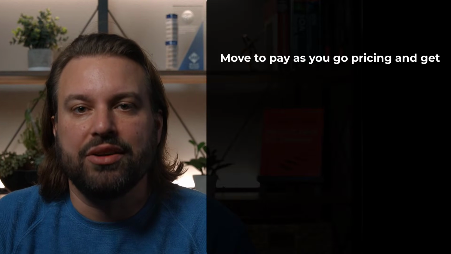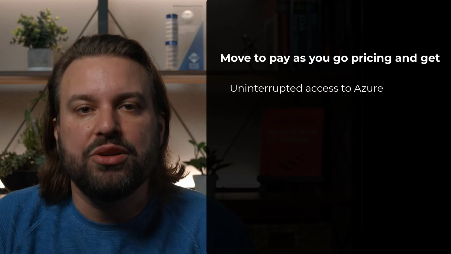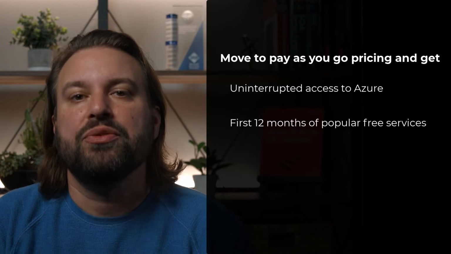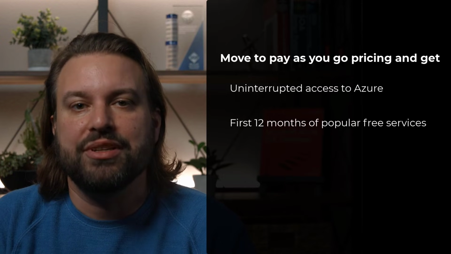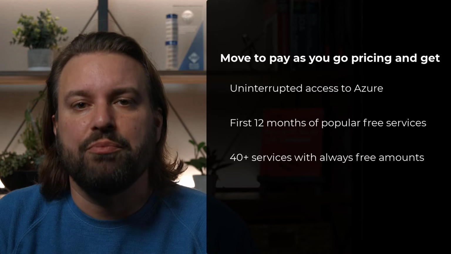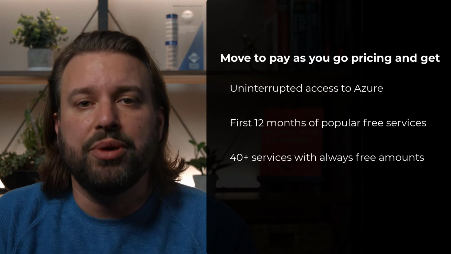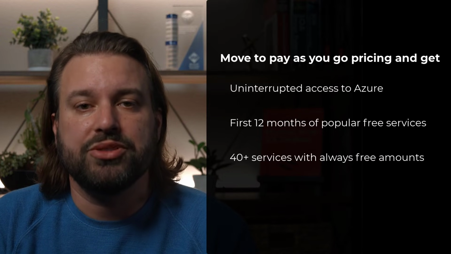During your trial, you can move your subscription to pay-as-you-go pricing. When you do this, your credits will remain available until the end of your free trial, but you will get additional free service and uninterrupted access to Azure. In addition to the $200 in credits that come with the free trial, you will be able to continue to use popular services for free for the first 12 months of your Azure subscription in the included amounts. There are also more than 40 services that have monthly free amounts that you can always use for free, and you will only pay for what you use beyond the included amounts.